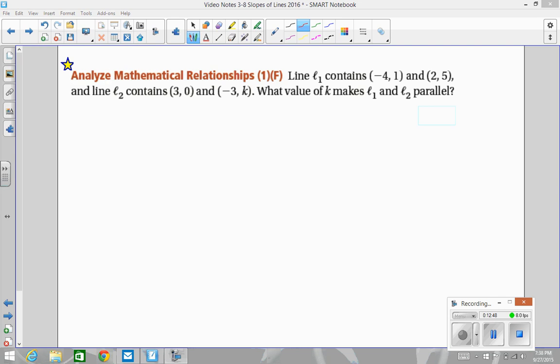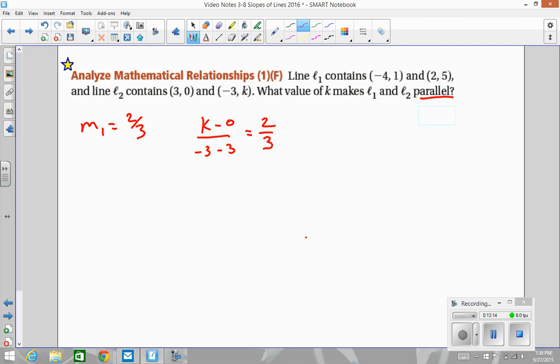All right, you should have some work somewhere that shows the slope. The slope of line 1 was 2/3. Okay, so that's the slope of the first line. And for the second line, we're going to have to find the value of k. So the slope is k minus 0 all over -3 minus 3, and we're trying to make sure that the lines are parallel, so we're going to have the same slope.